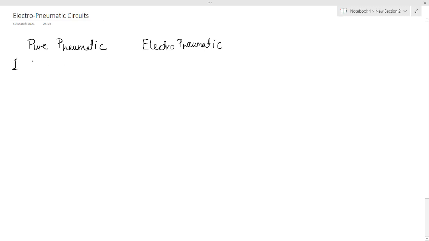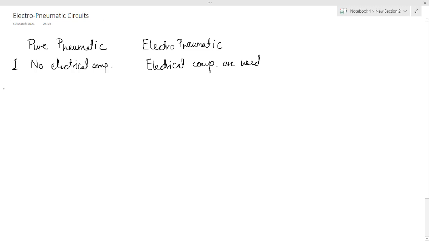So now that we have seen how to create pure pneumatic circuits, we will now be looking at how to create electro-pneumatic circuits. See, the main difference between pure pneumatic and electro-pneumatic circuits is that, just a minute. So see, there are either pure pneumatic circuits or electro-pneumatic circuits. Now you have to remember that there are several differences between these circuits. What is the first difference? In pure pneumatic circuits, no electrical components are used. In electro-pneumatic circuits, electrical components are used.